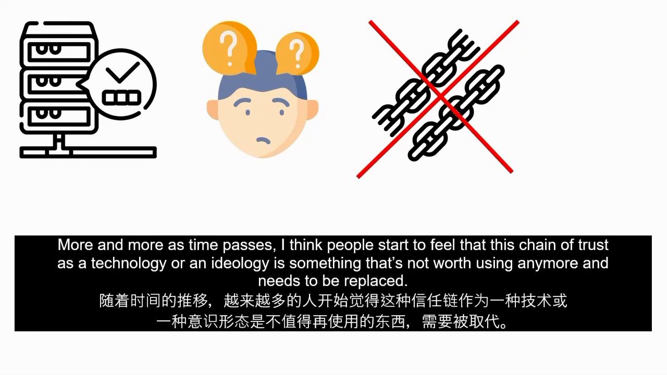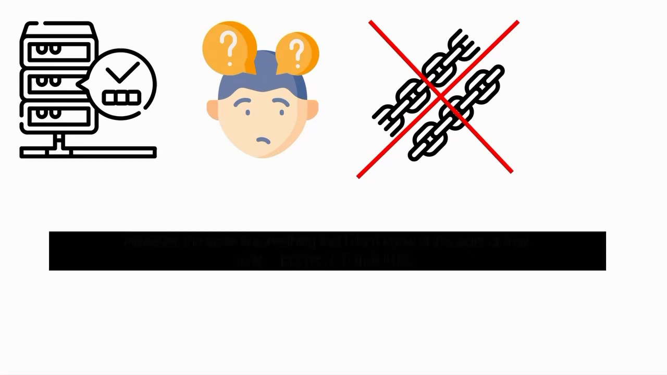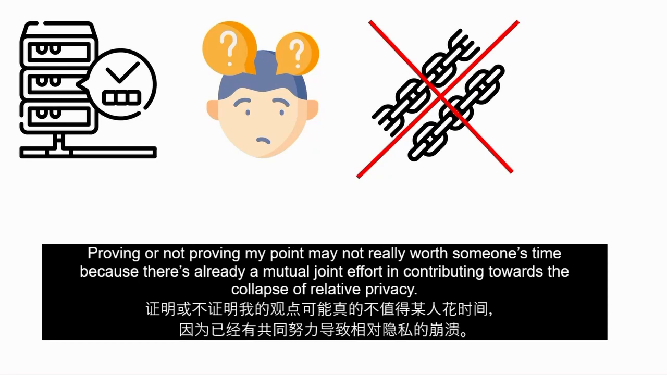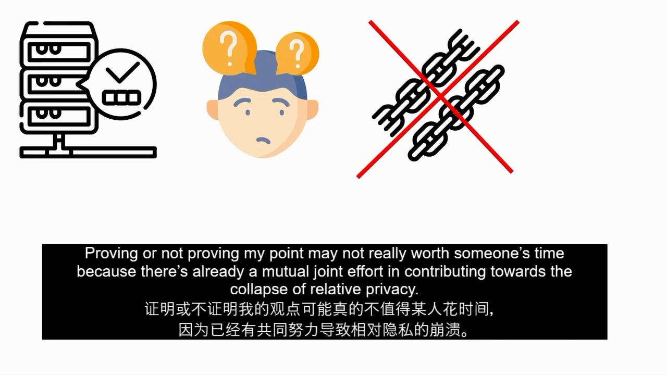More and more as time passes, I think people start to feel that this chain of trust, as a technology or an ideology, is something that is not worth using anymore and needs to be replaced. However, the skill is something that I do not know at this point of time. Proving or not proving my point may not really be worth someone's time because there is already a mutual joint effort in contributing towards the collapse of relative privacy.